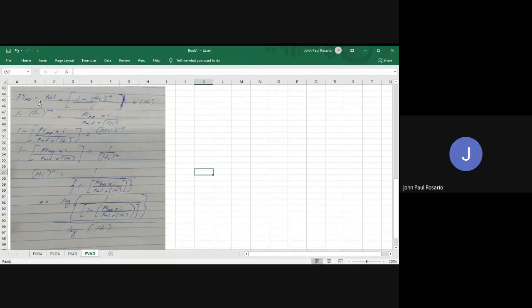So from this formula for our PVAD, our unknown is N, right? So with that, we keep 1 minus (1 plus I) to the power of negative n, and then we move everything towards the other side. So PVAD times our I divided by our payment times 1 plus I. Follow so far?